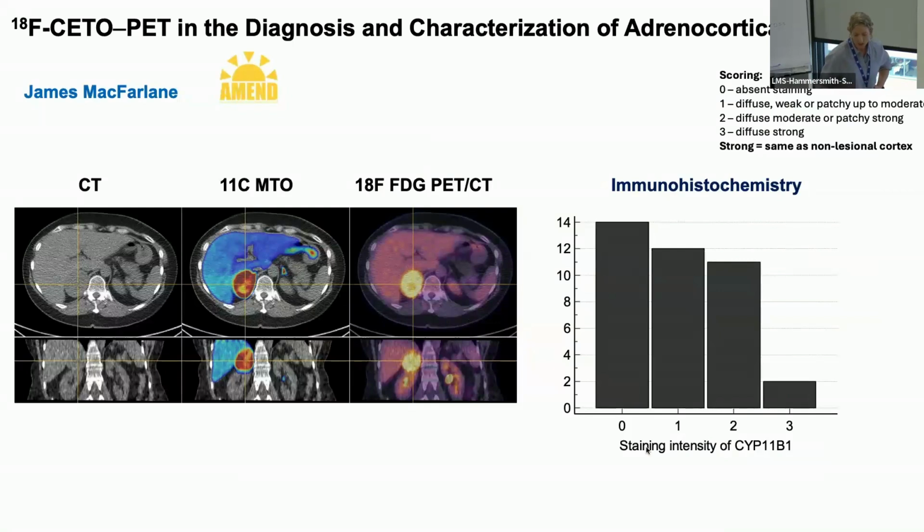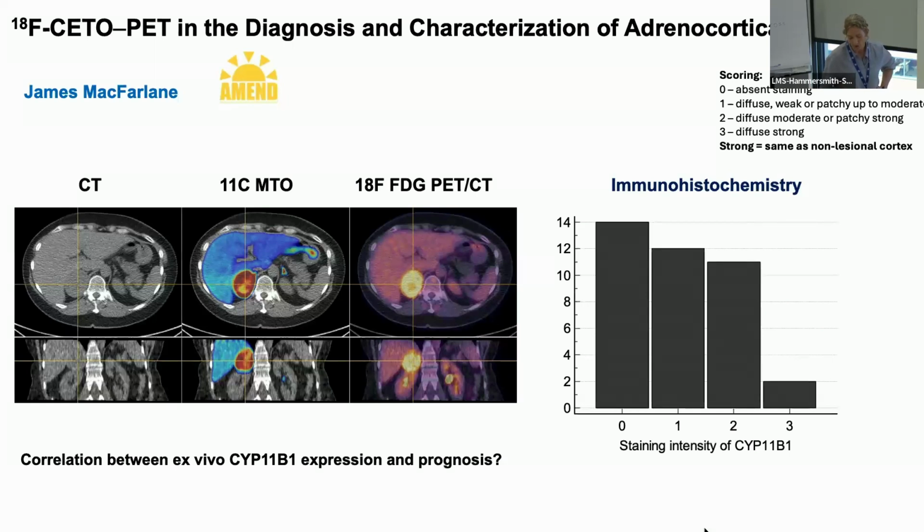semi-quantitative immunohistochemistry. And what he saw was that there was huge variation in this cohort in terms of CYP11B1 expression. And initial analysis suggested that this reduced CYP11B1 expression correlated with poorer outcomes in this patient population.